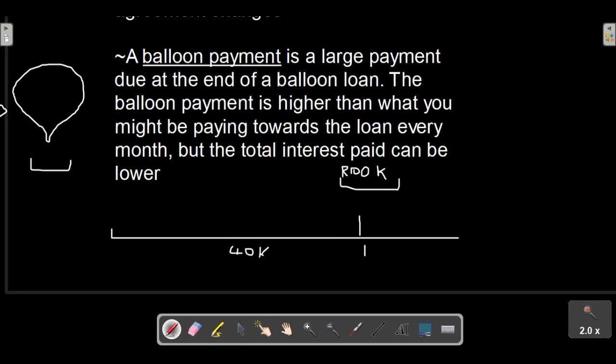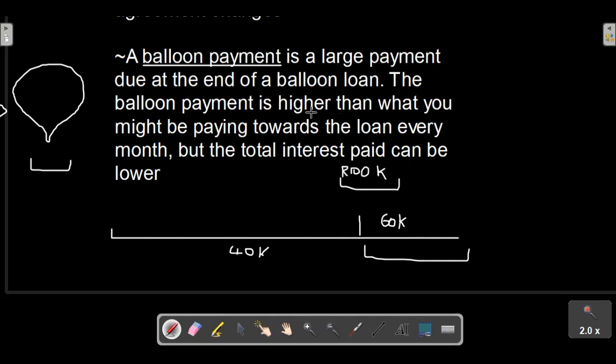And then at the end of the agreement, you'd have to pay back that 60K. So the interest might be lower at the beginning but increase at the end, or you'd have to pay a huge amount at the end, just like that. So that's what we mean by a balloon payment.